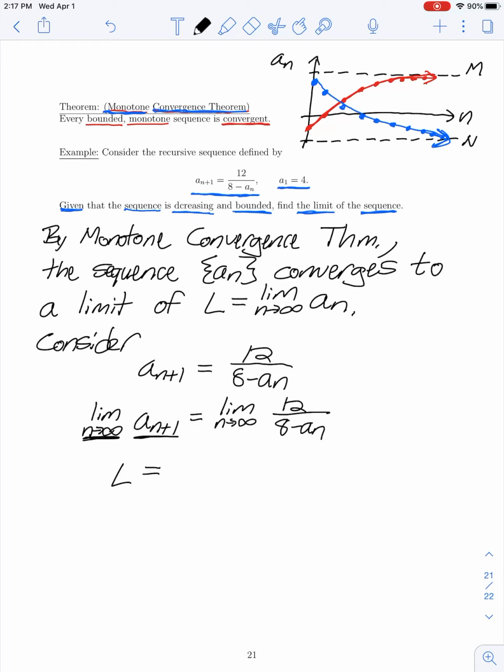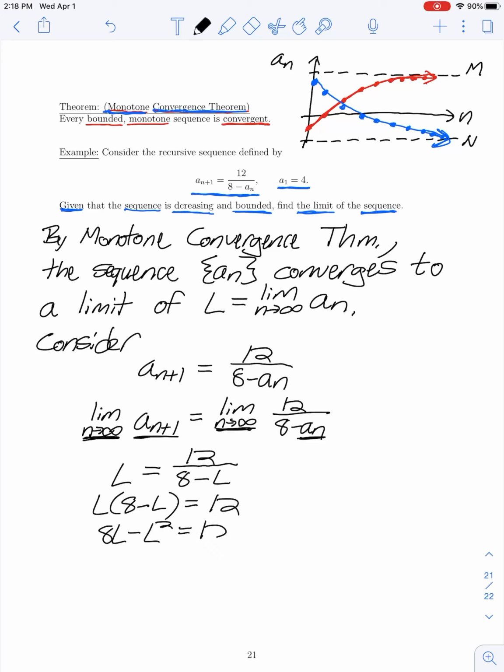So on the left-hand side, as n gets larger and larger, we were saying that the terms of our sequence, a sub n or a sub n plus 1, are approaching some limiting value of L. And on the right-hand side, taking the limit of this quotient, we have 12 over 8 minus, as n becomes large, we said the terms of our sequence a sub n are approaching some limiting value L. So we now have an algebraic equation which we can solve for L.